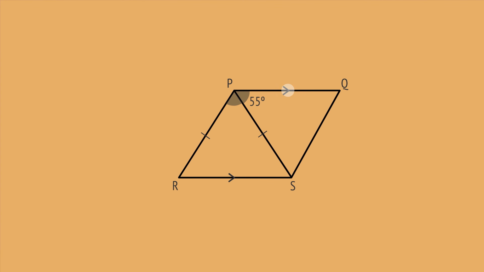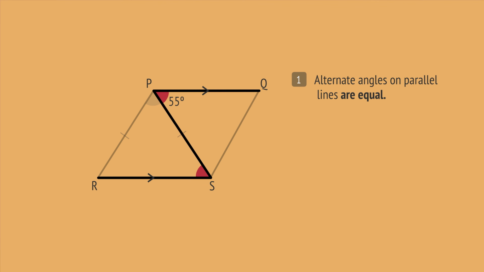In this problem, the arrows tell us that PQ is parallel to RS, and the tick marks show us length PR is equal to PS. If we know angle QPS is 55 degrees, how do we calculate angle RPS? First, we can isolate these alternate angles, which means this angle, PSR, is also 55 degrees.